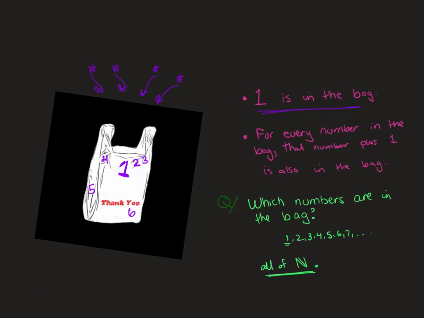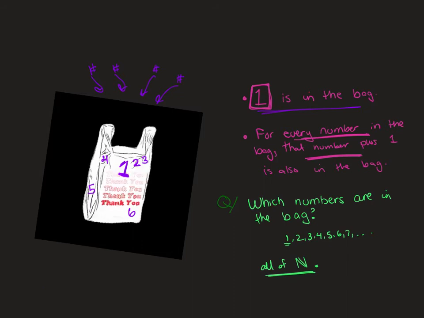So this is the idea that we want to extend into a proof technique here. When I'm trying to prove something is true, if I can prove that it's true for 1, and I can prove that for every number it's true for, then it's true for the next number, then it should be true for all natural numbers n. And that's how induction works.